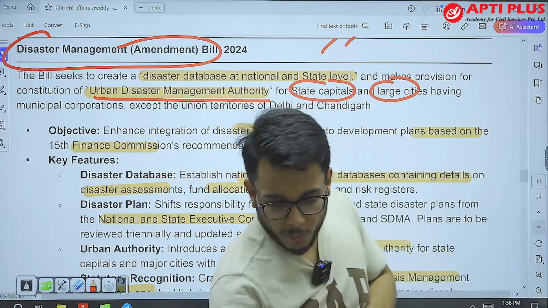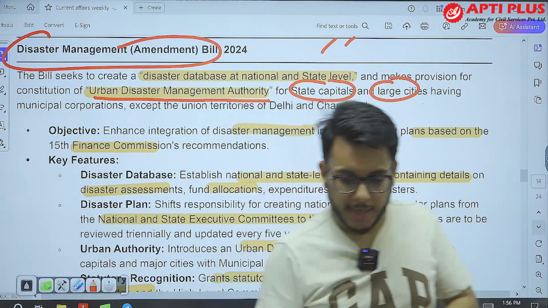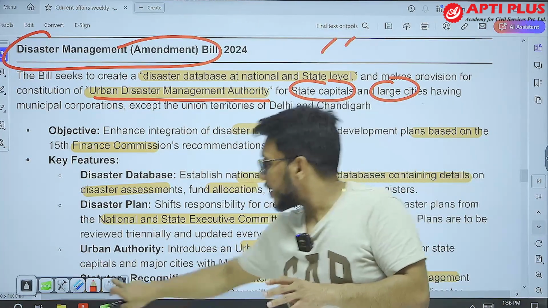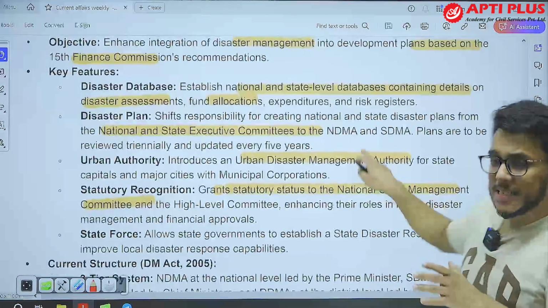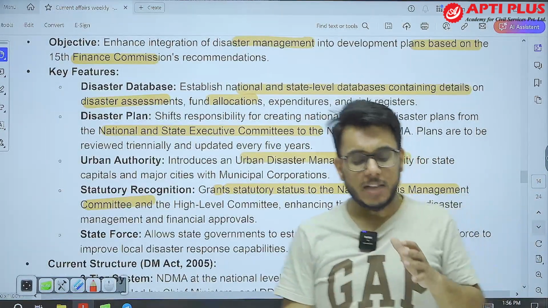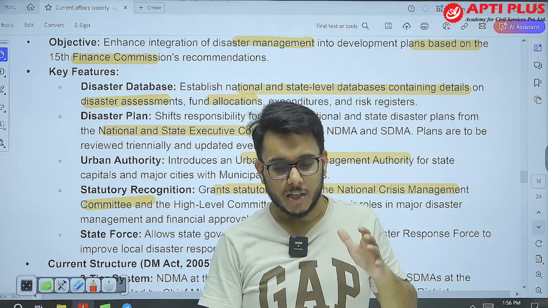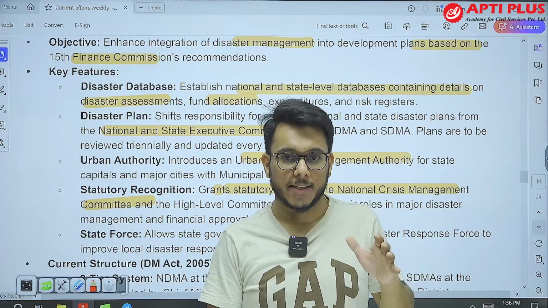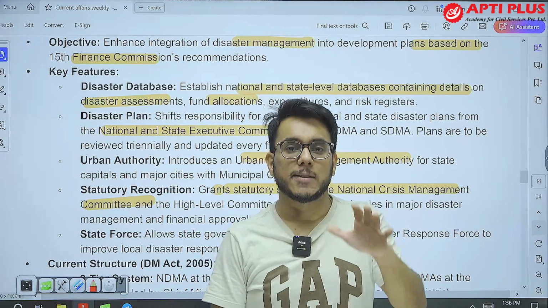Now, further moving on in this particular direction, this suggestion was given by the 15th Finance Commission as well, that such a dedicated body is to be established.